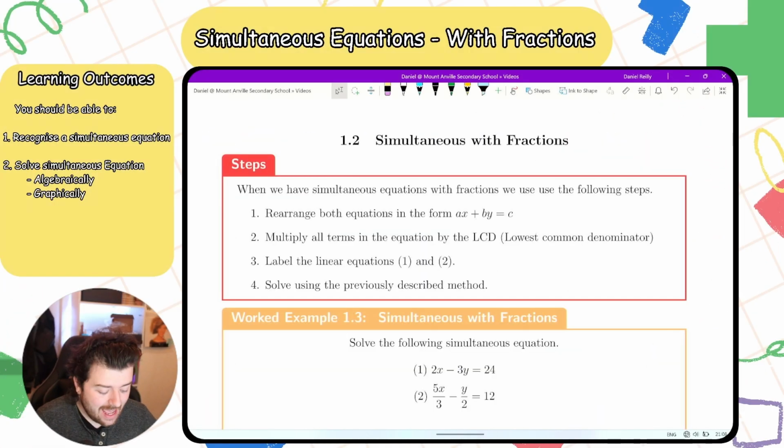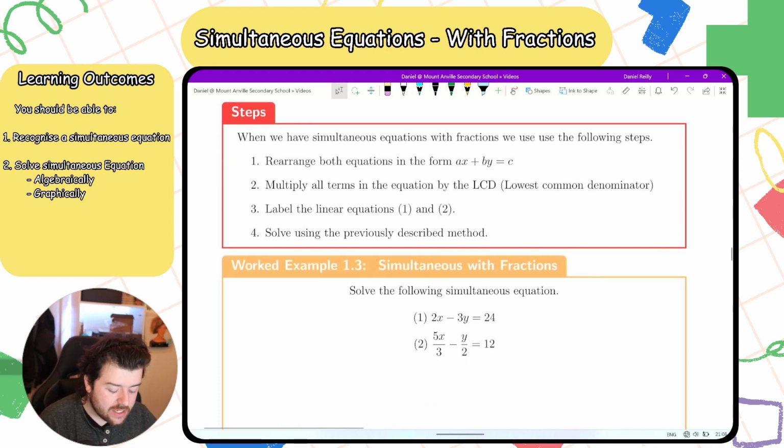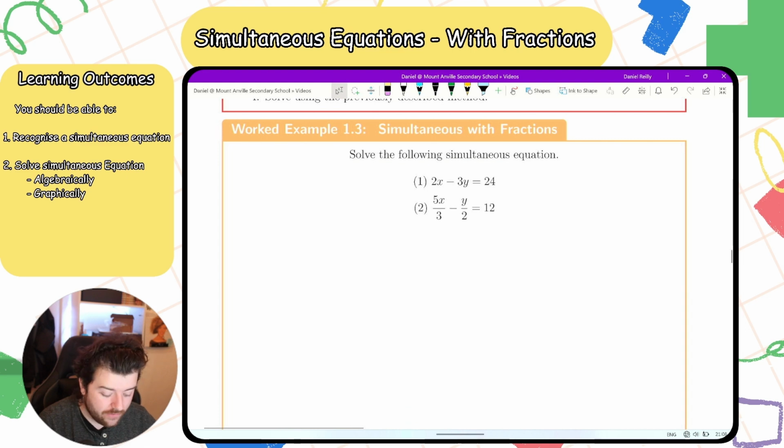Hello everyone. Okay, so continuing on with simultaneous equations, we are now going to be looking at simultaneous equations that have fractions in it, right? So everyone's favorite thing. So let's get started, right? So what do I mean when I say a simultaneous equation with fractions in it?